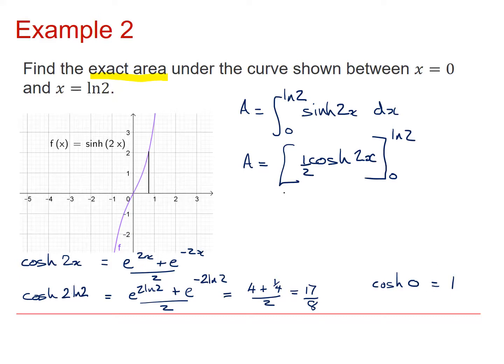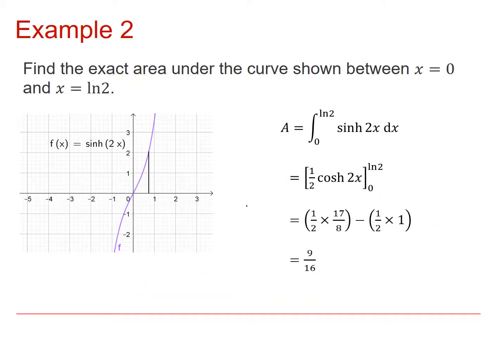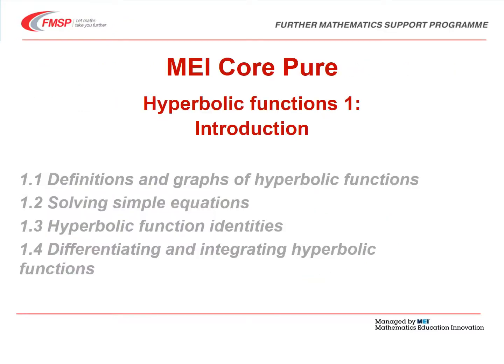So going back to the evaluation of my area then, I'm going to get a half 17 over 8 minus 1. 17 over 8 minus 1 is 9 over 8, so I'm going to get 9 over 16 as my final result. There's that worked through a little bit more tidily for you, and here confirmation of the values at the limits and the final result. That was the final video in the sequence Hyperbolic Functions 1.